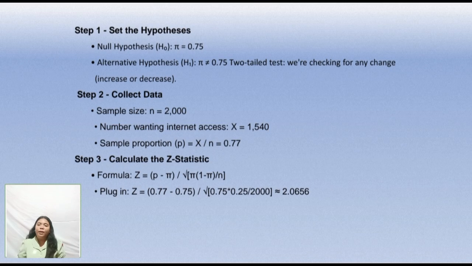So step 1 is to set up the hypotheses. The null hypothesis is p equals 0.75, so the proportion has not changed. And then the alternative hypothesis is p not equal to 0.75, the proportion has changed.